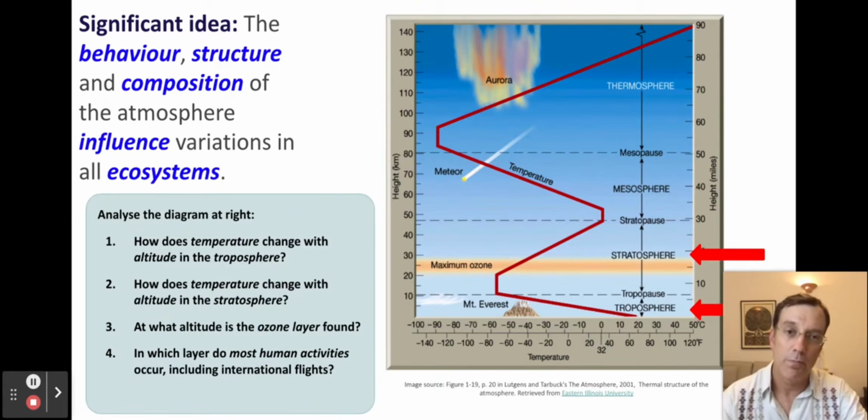The two layers of the atmosphere that you really need to concern yourself with are the troposphere, which is right here on the surface of the planet where we live, and the stratosphere, which is the next layer up, because that is where the ozone layer is found. Those are the two layers you really need to concern yourself with.